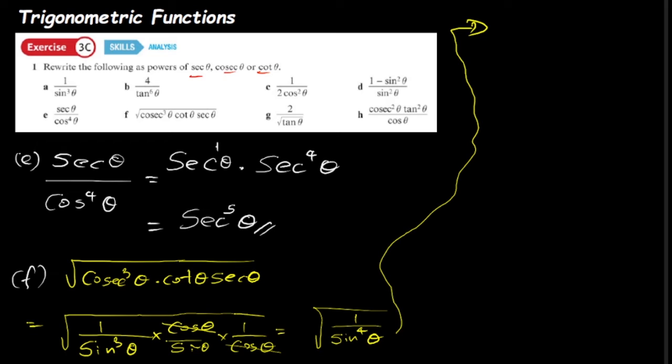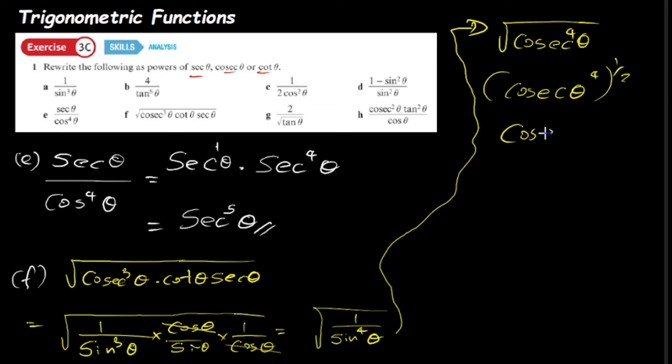This can be written as square root of cosec power 4 theta. Now cosec power 4 theta, this square root means half power. So you can simply write this as cosec theta to the power 4 into power half. They get simplified. So this can be written as cosec squared theta.